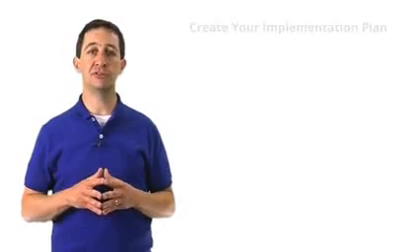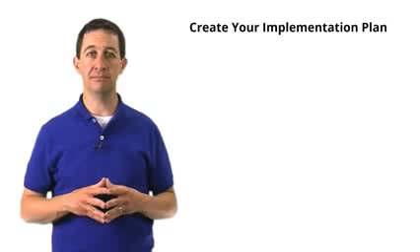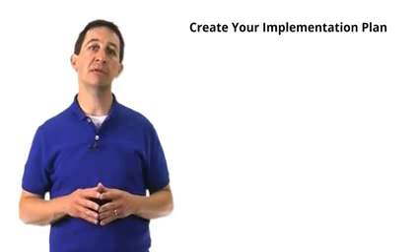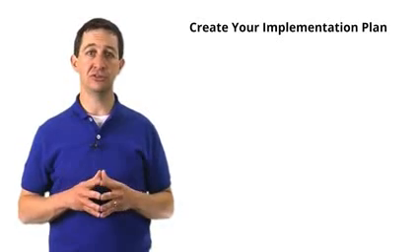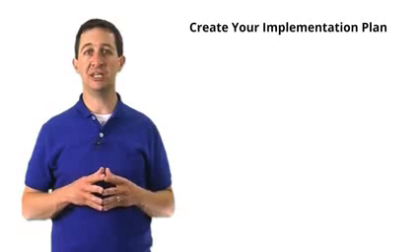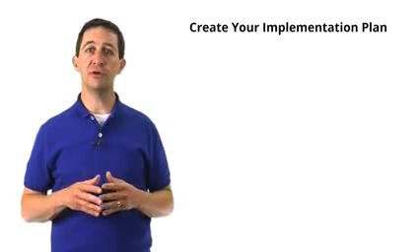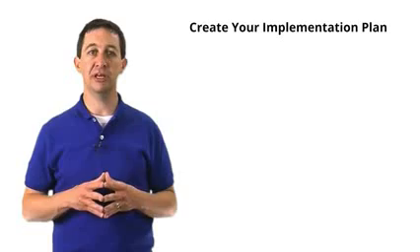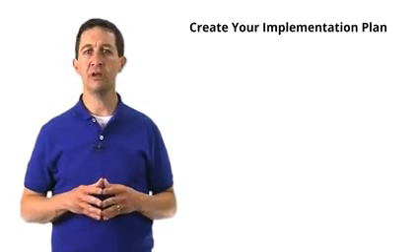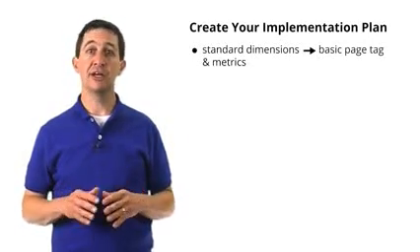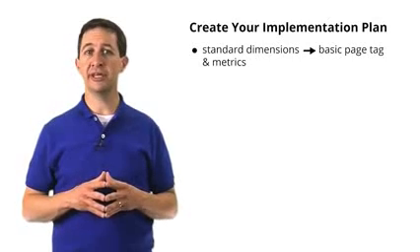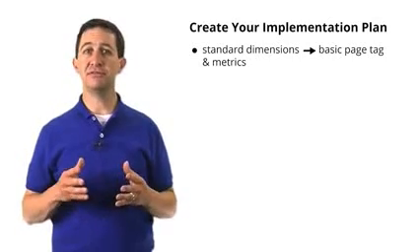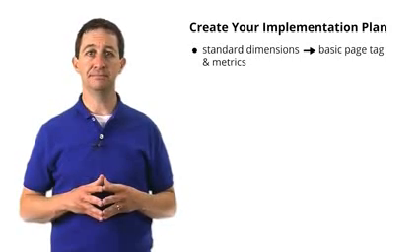Once you know both the business requirements and details about your technical environment, the next step is to create a basic implementation plan. In this plan, you will document the features of your analysis tool that you'll use to capture the data you need. Let's review a few of the most common features used in a Google Analytics implementation plan for a website. First of all, to get any data, you need to implement the standard Google Analytics page tag. This gives you the bulk of the data you'll need.